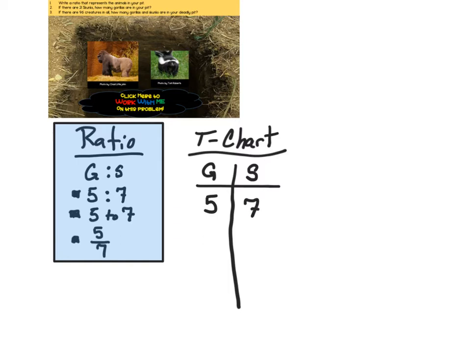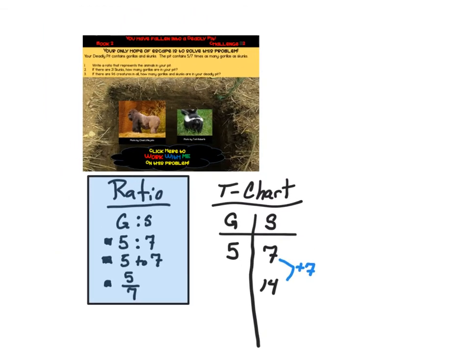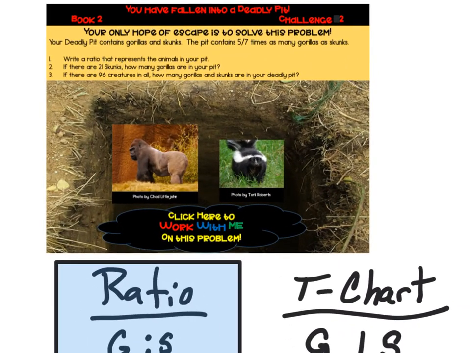Now I want to use 7 and 5 as my iterative function, which is really just your rate of growth. So I can go plus 7, and that's going to give me 14. And 14 is not enough skunks, because I need to get 21 skunks. So if there are 21 skunks, we need to figure out how many gorillas there are.